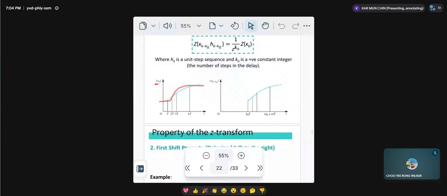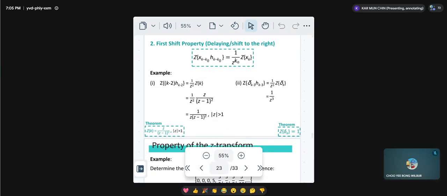When x(k minus k0) is formed, the whole thing is shifted. It's starting from somewhere, depending on the k, depending on a given k0. Then we look at the examples here.